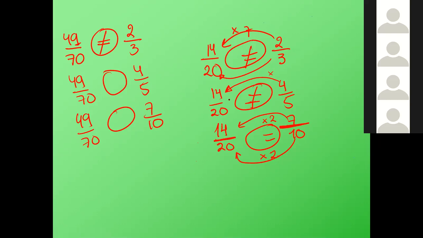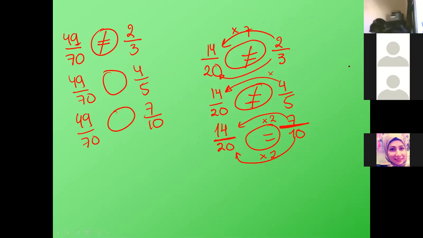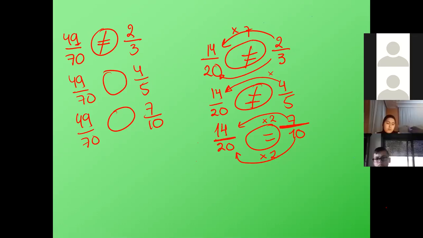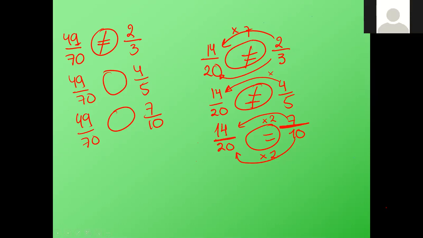Ali Hashem. Ali. Yes. Is 49 over 70 equivalent to 4 over 5? No. Why? Because 49 is not in table 4. Excellent. 49 is not in table 4. Bravo, Ali.